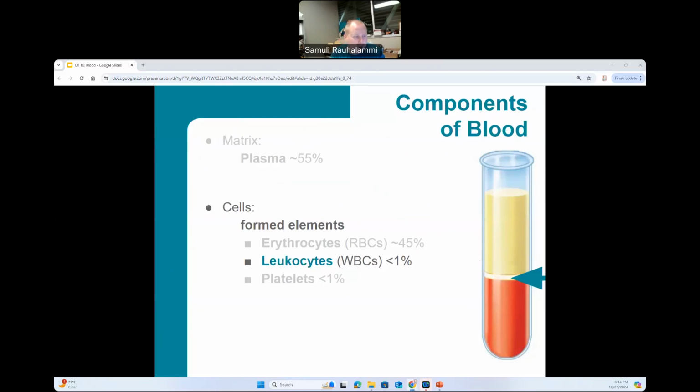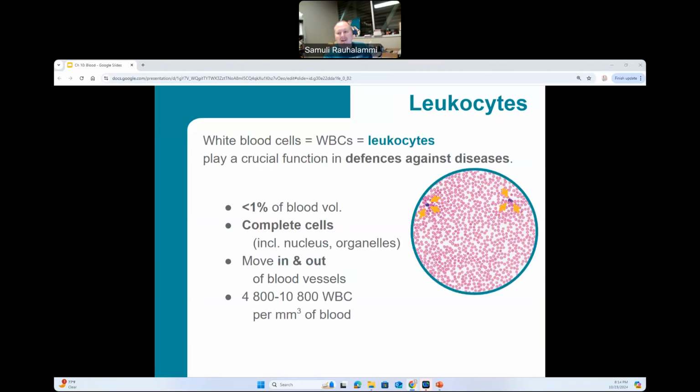Next, what I wanted to talk about is our white blood cells, so leukocytes. We find these in the buffy coat located between the red blood cells and plasma. And remember that there are also platelets in this buffy coat. White blood cells are found in very small amounts, less than 1% of the total blood volume, except when the immune system is activated, the number of white blood cells can really grow drastically.